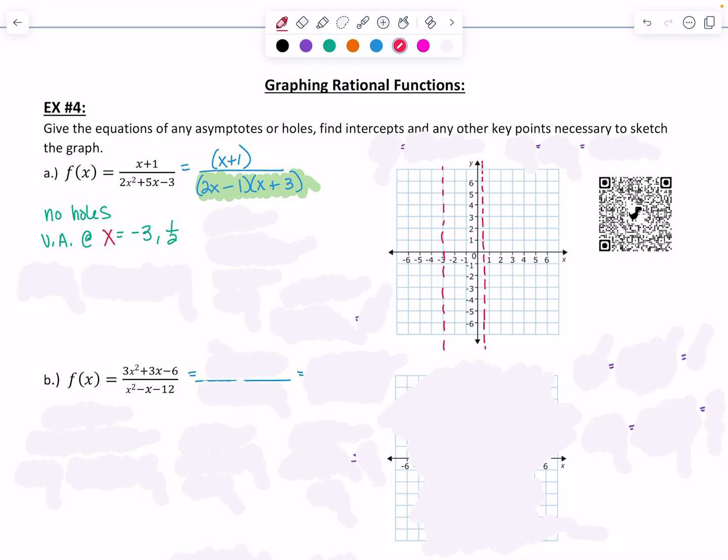Remember, no holes. All right, let's look at horizontal asymptotes. As I'm looking at the degree of the top, it looks like the degree is 1. It looks like the degree of the bottom is 2. So if I'm comparing my P's and Q's, it looks like P is less than Q. And do you remember when P is less than Q, if the degree of the top is less than the degree of your bottom, what does that mean about a horizontal asymptote? Do you have one? And where? So hopefully you said that we have a horizontal asymptote at y equals 0.